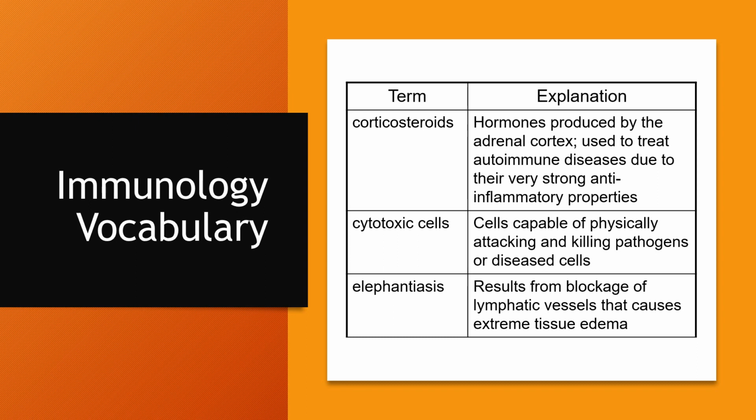Corticosteroids are hormones that are produced by the adrenal cortex. So you have adrenal glands that sit atop your kidneys, and the cortex is the area surrounding those adrenal glands. And they're used to treat autoimmune diseases due to their very strong anti-inflammatory properties. Cytotoxic cells are cells of the immune system that are capable of physically attacking and killing pathogens or disease cells.